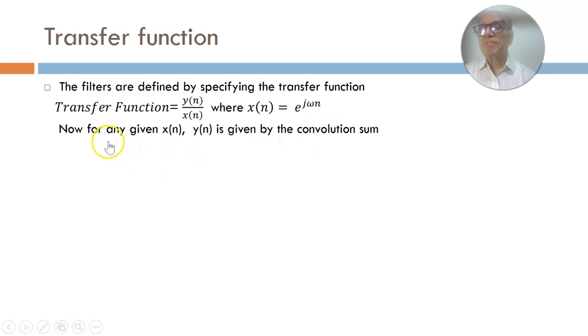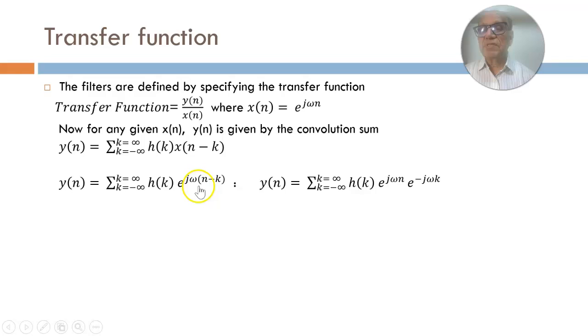Now for any given x[n], y[n] is given by the convolution sum. Remember that y[n] is obtained by convolving the impulse response with the input. So this is our general equation. But in this case, x[n] is equal to e raised to j omega n. So we substitute for x here, and n is of course replaced by n minus k.